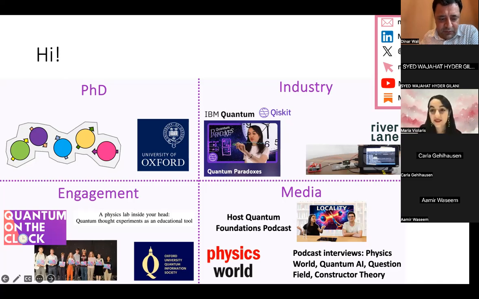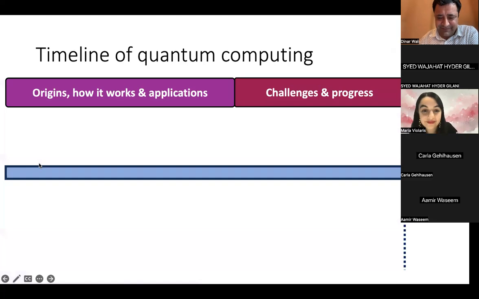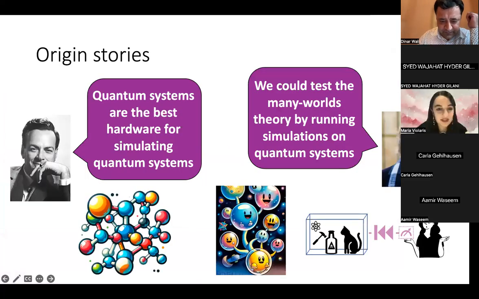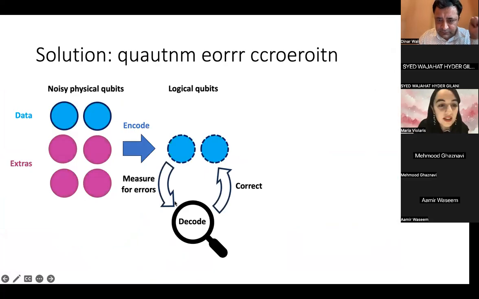Yes, there is a question from Majid. He's asking, what is the difference between physical qubits and logical qubits? Good question. Let me skip back to the slide on those.